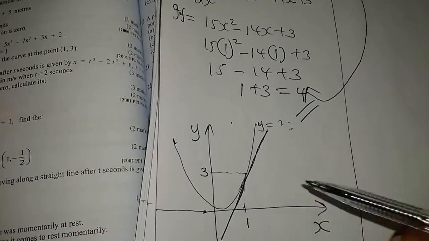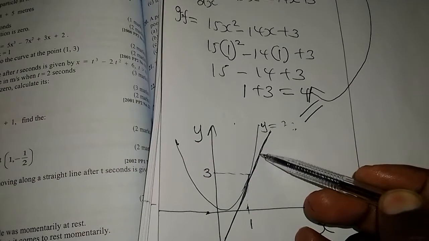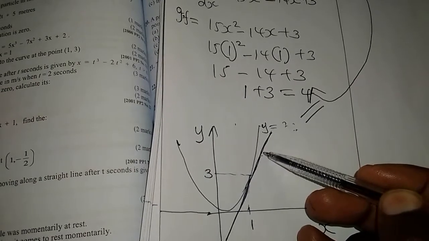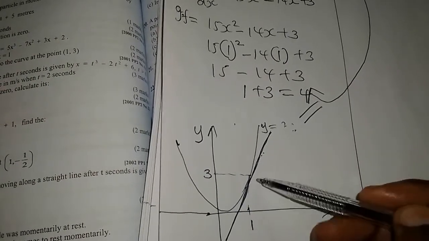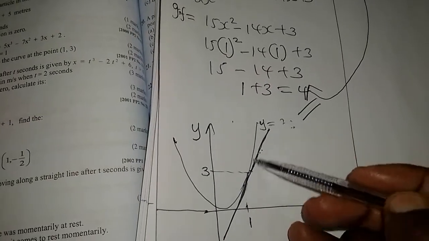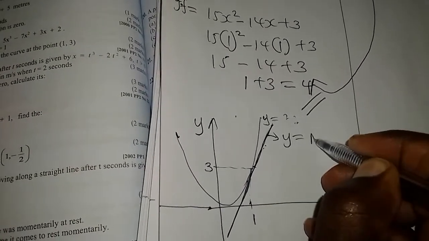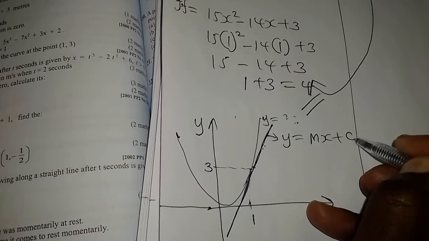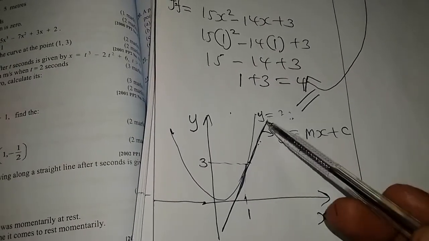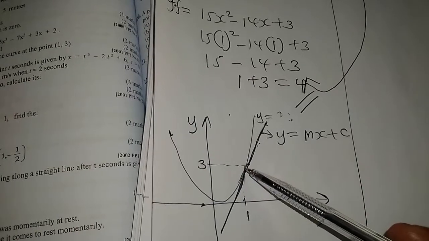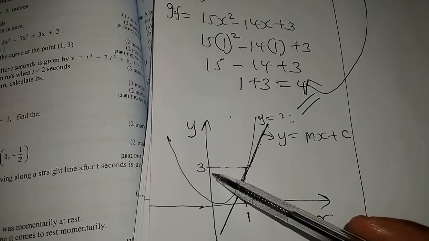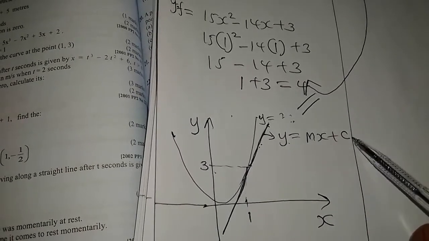So they want us to get the tangent as far as its equation is concerned. At this point, x is 1 and y is 3. So this is our tangent. And obviously, the equation of the tangent must be in the form y equals mx plus c. Good. So how do I get the equation of this tangent touching the curve at (1, 3) in the form y equals mx plus c?